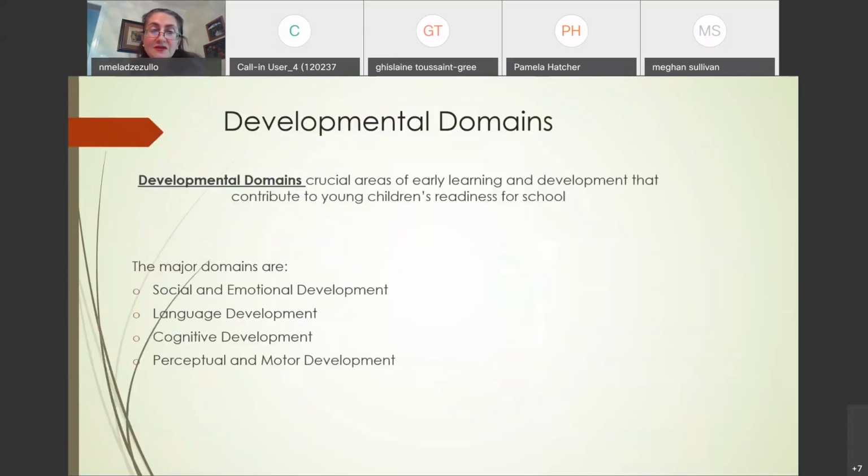Yeah, so as I mentioned, thank you again, Dr. Green. As I mentioned, there are various versions of developmental domains, but I decided to make it clear and simple for the attendees, especially if we have parents here, and take the basic major developmental domains. Developmental domains are critical areas of early learning and development that contribute to young children's readiness for school. So again, it's social and emotional development, language development, cognitive development, and perceptual and motor development.